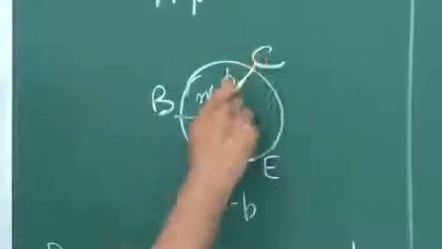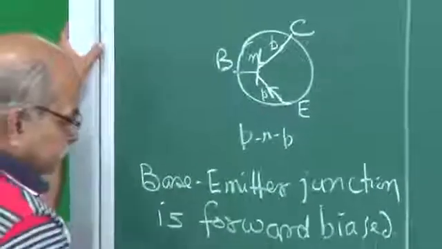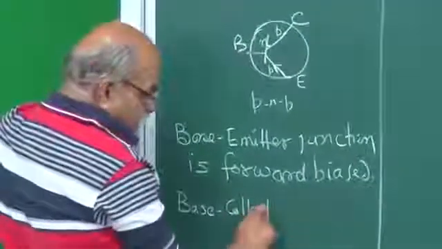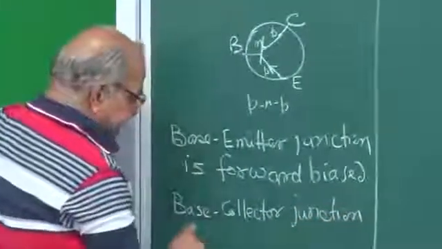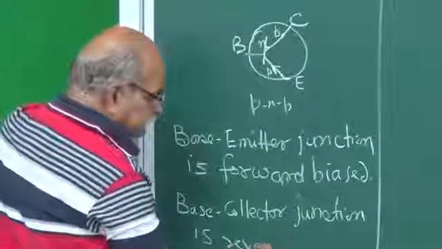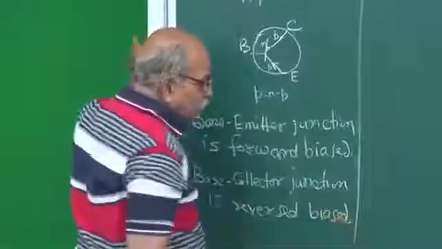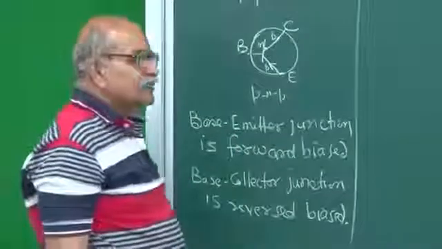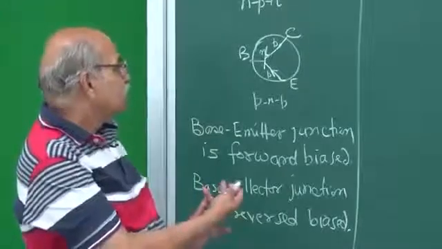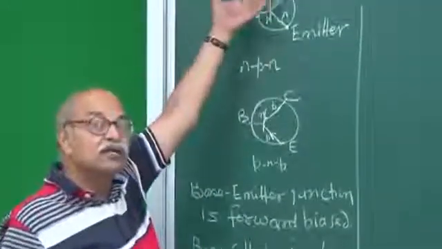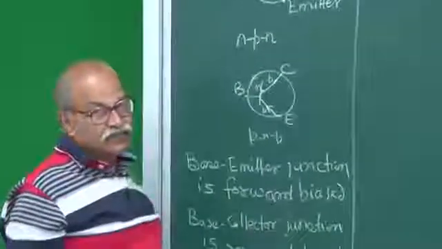So, what happens here? Base collector, how do we connect that? So, in normal operations, base collector junction is reverse biased. I will just tell you why it is so, because the whole mechanism is based on this. So, how do I bias this transistor? There are two PN junctions, both have to be biased. One is to be forward biased and the other is reverse biased.